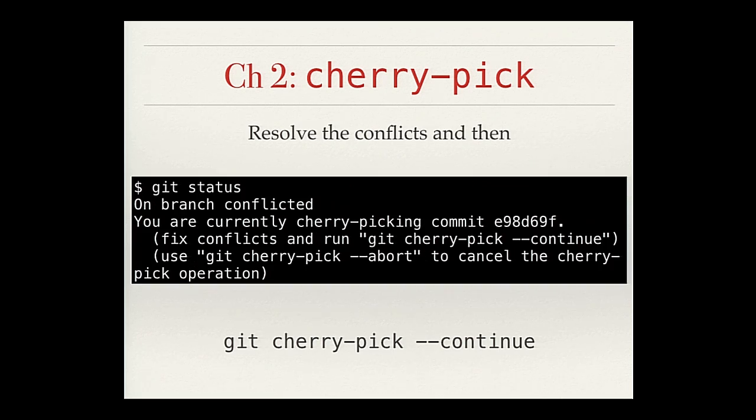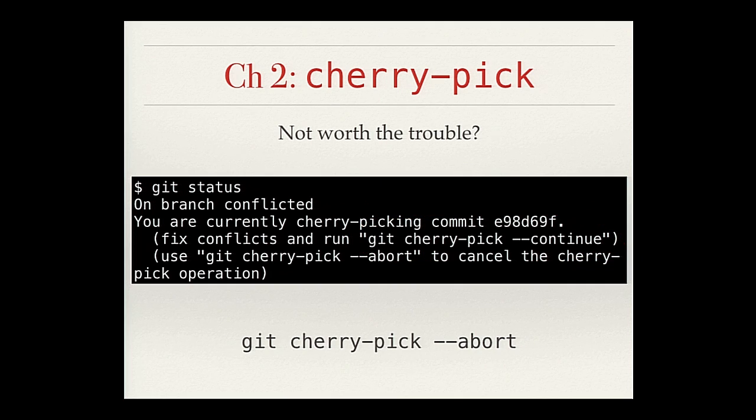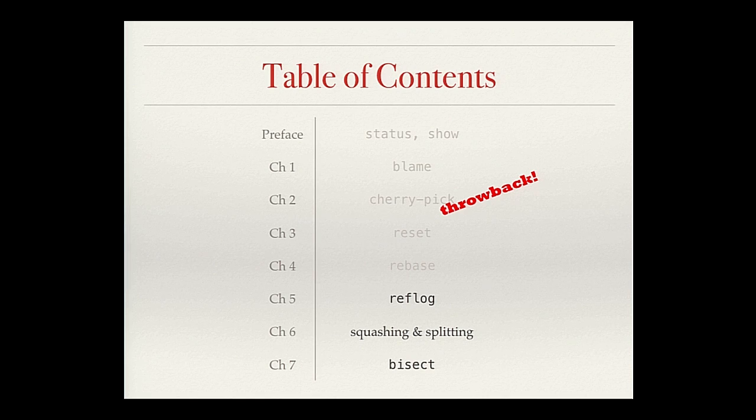It'll tell you what the conflicts are, and then once you're done resolving them, you want to run git cherry-pick --continue. If you decide it's not worth it, then you can run git cherry-pick --abort, and you're all set. All right, so that was rebase with a quick throwback to cherry-pick. Next up is the reflog.